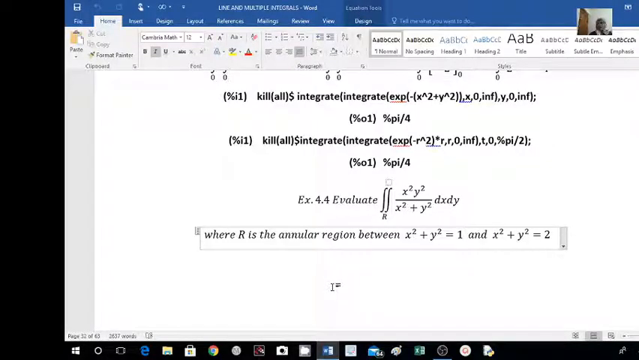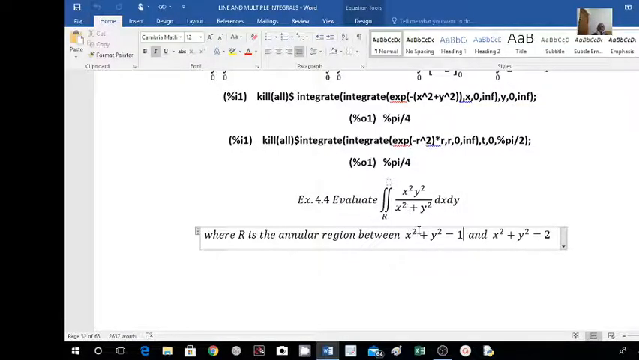In this video, we go for some more examples on double integrals by changing the variables. This is one more example. Evaluate the double integral over R of x square y square divided by x square plus y square dx dy, where R is the annular region between x square plus y square equal to 1 and x square plus y square equal to 2. Okay, this is a circle.